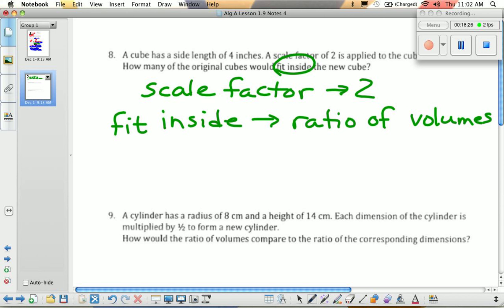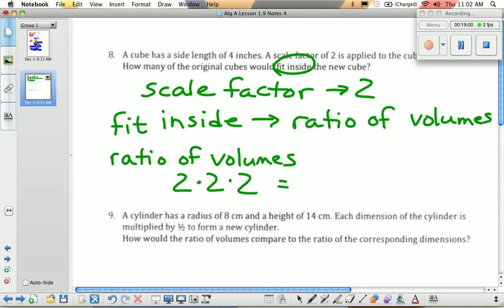So, do we know how to find the ratio of volumes if we know the scale factor? Yes. How do we find it without drawing the picture and finding those volumes and going through all that work? Scale factor times itself 3 times. So we need the ratio of volumes. We're going to take the 2 times the 2 times the 2. And what do we get? 8.